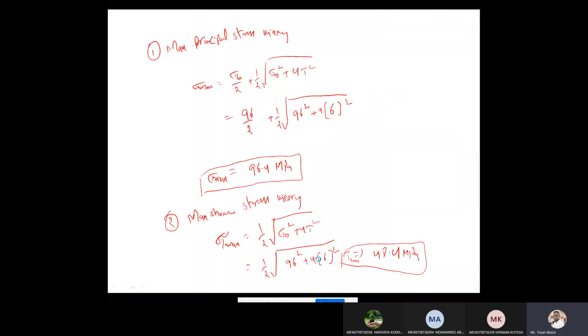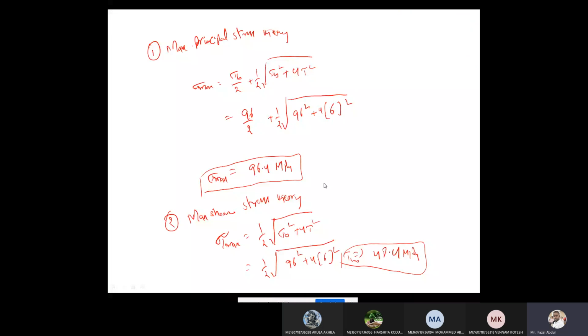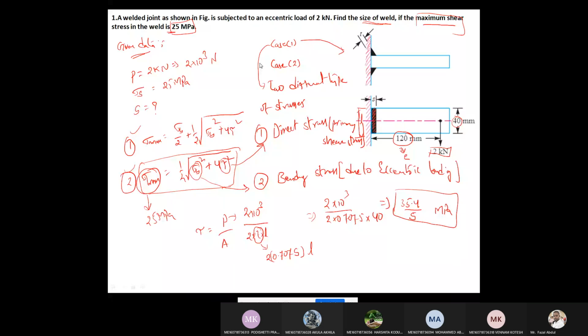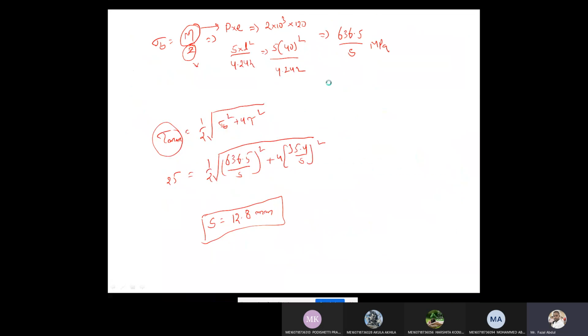So yesterday we discussed the topic of welded joints under eccentric load condition. So these are all the questions we discussed yesterday. Whatever problems we practiced yesterday are case one type. Yesterday we discussed this one, and today we are going to solve one more problem in case one type. Let's see this one.